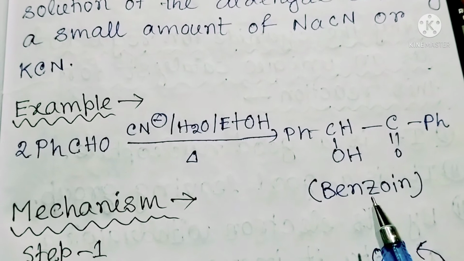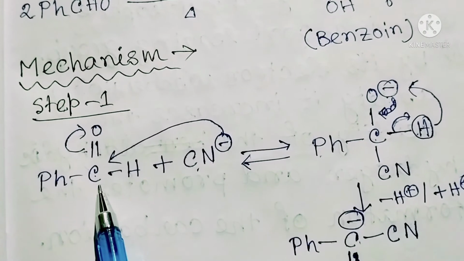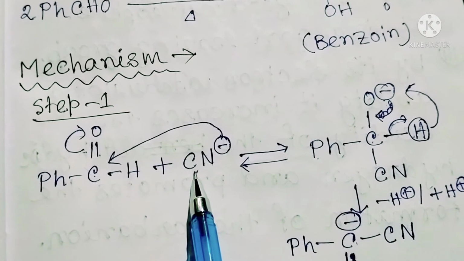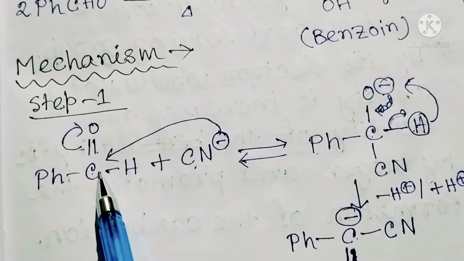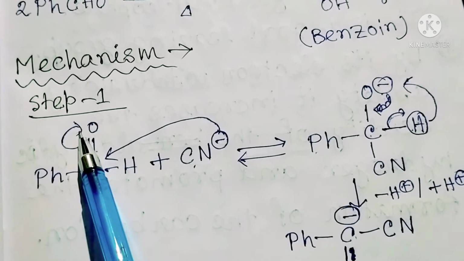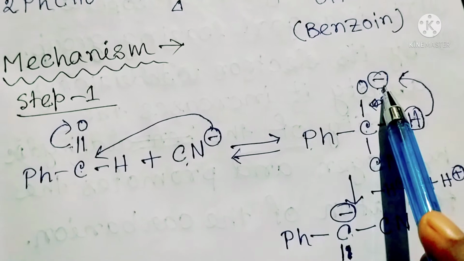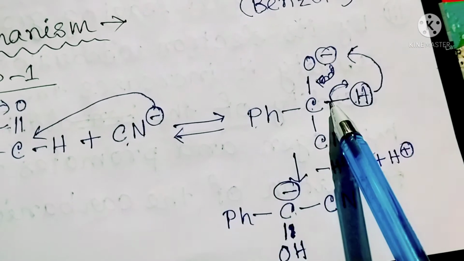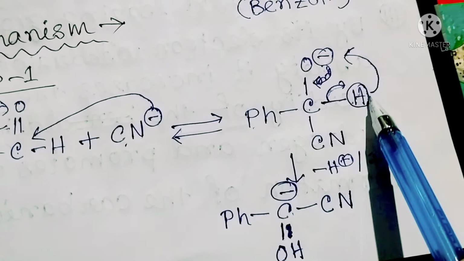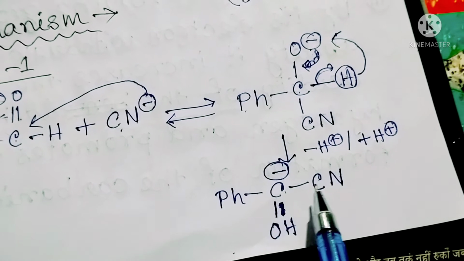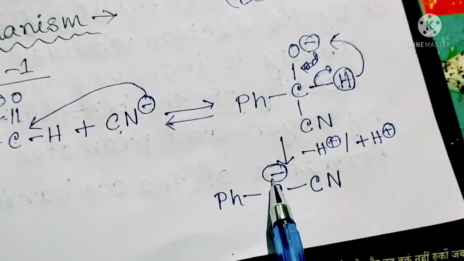Now, let's see the mechanism of benzoin condensation. In step 1, we take benzaldehyde and cyanide ion. This cyanide ion acts as a nucleophile and attacks this carbonyl carbon, and this bond shifts from here to here. As a result we get PhCH(CN)O-. Now this bond breaks and this hydrogen is free. This free hydrogen is attacked by this negative charge and we get PhC(OH)CN with a negative charge arising here.